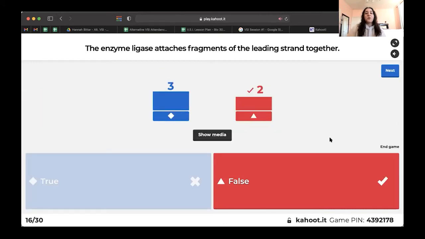Okay, so the reason why it would be false, ligase does attach fragments, that is true, but what is it attaching fragments of? It's not the leading strand, because remember the leading strand is one continuous strand. When we refer to ligase, we're talking about strictly the lagging strand. Yes, Rachel, lagging Okazaki strand. Okazaki fragments are only found in the lagging strand, not the leading strand. So ligase is not relevant when we're talking about the leading strand. It's only relevant when we're talking about the lagging strand. That's why this would be false.